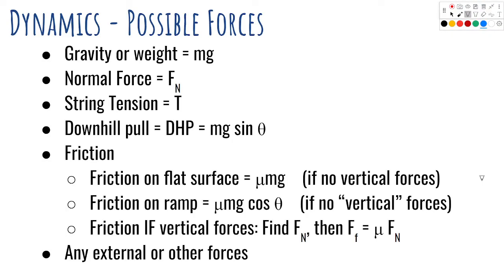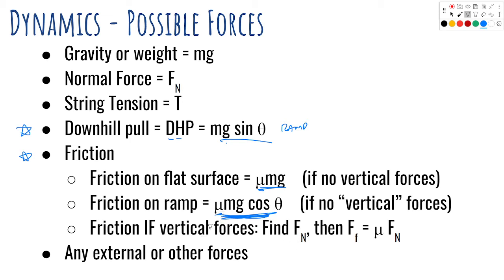So I've got a list here of all the forces. Here's those two that we just talked about, the downhill pull and the friction. So we kind of know if we see something on a ramp, to go ahead and put the mg sine theta pointed downhill. We know if there's a coefficient of friction in the problem, then to go ahead and put some friction on there. If it's a flat surface, mu mg. If it's a tilted surface, a ramp, then it'd be mu mg cosine theta.